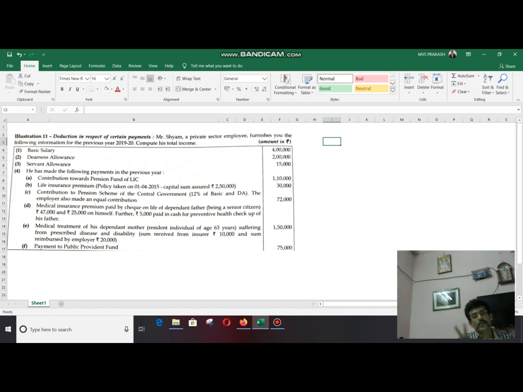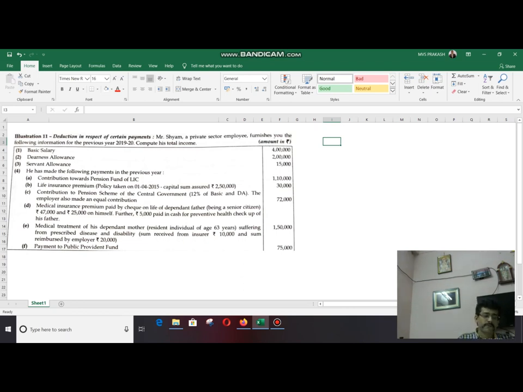So here, two things are there. Amount is received from the insurance company, at the same time amount is also received as reimbursement from the employer. Insurance company is paying 10,000, employer is reimbursing 20,000, so total 30,000 rupees I have to reduce from the amount of deduction. Now we'll come to this when we are doing the problem there.